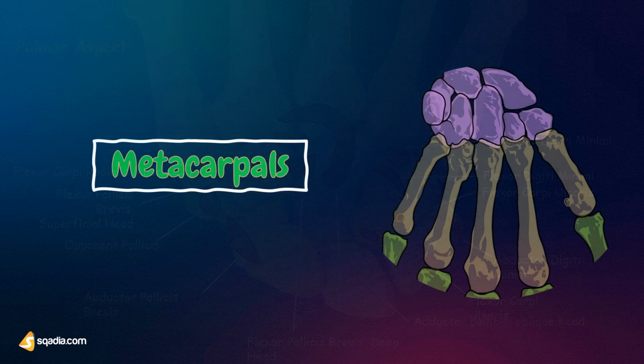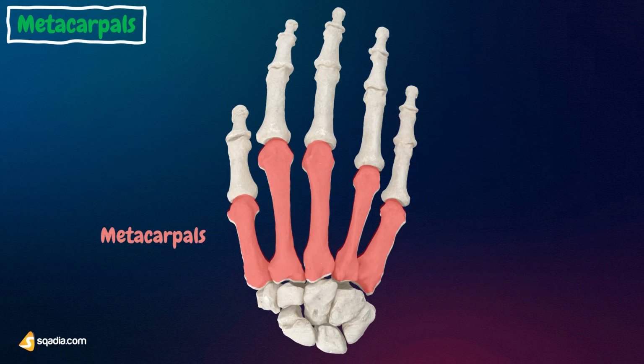Let's look at the metacarpals now. The metacarpal bones are 5 miniature long bones, which are numbered from lateral to the medial side. Each bone has a head placed distally, a shaft, and a base at the proximal end.